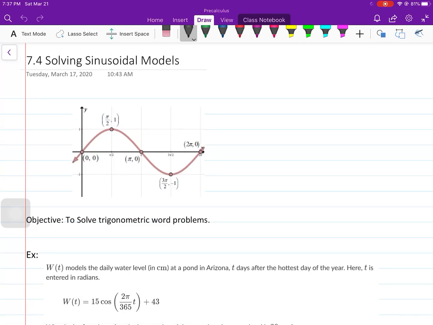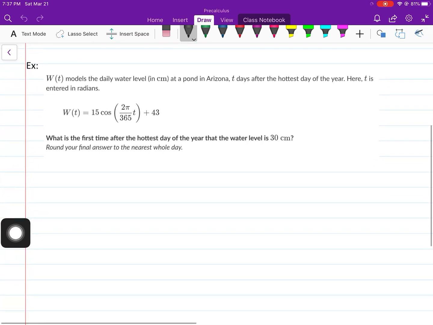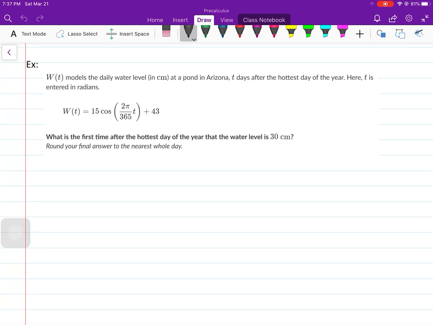So bringing those word problems back, guys. So we got solving trigonometric word problems. Even put the graph to scare you guys. So W of t, this is important. W of t models the daily water level. So right here, this is talking about the water level.